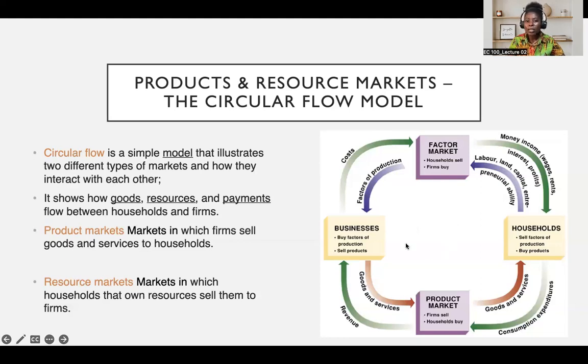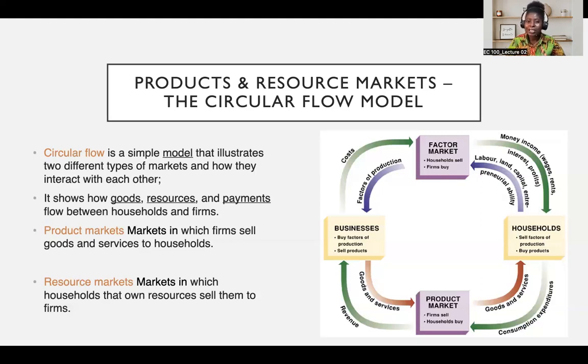So maybe you could also introduce import and export markets, whereby people are not just trading. Here we are assuming everything is being produced and consumed locally. There is no money that goes out or goods that go out of the economy.